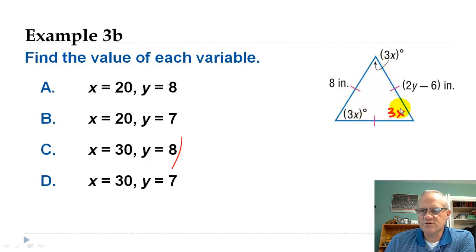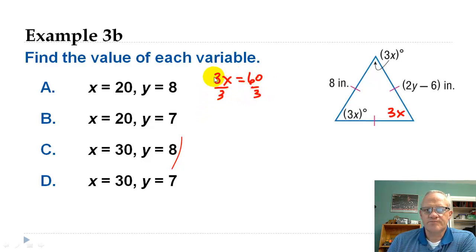So that means this also has to be 3x. And if that's 3x and 3x and 3x, how many degrees does each one of those angles have to equal? They have to equal 60. So we'd say, 3x has to equal 60. Divide by 3. x equals 20. So we know we can cross out either D or C. We know it's got to be A or B. So now let's figure out y.